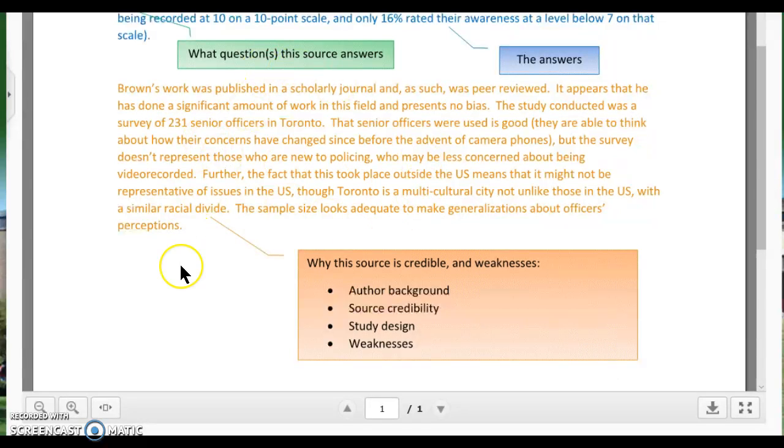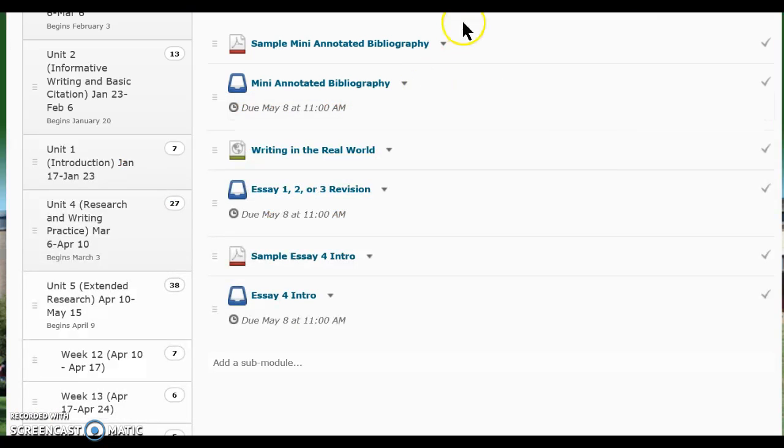So look over this sample. I only put one annotation in here, but do one for each of the sources for Essay 4. So again, that's the annotated bibliography, the sample, and the Dropbox for it. Then watch this little video called Writing in the Real World. That actually talks about the Science Versus podcast a little bit, and the sample Essay 2 I gave you, to sort of talk about the way in which that works.